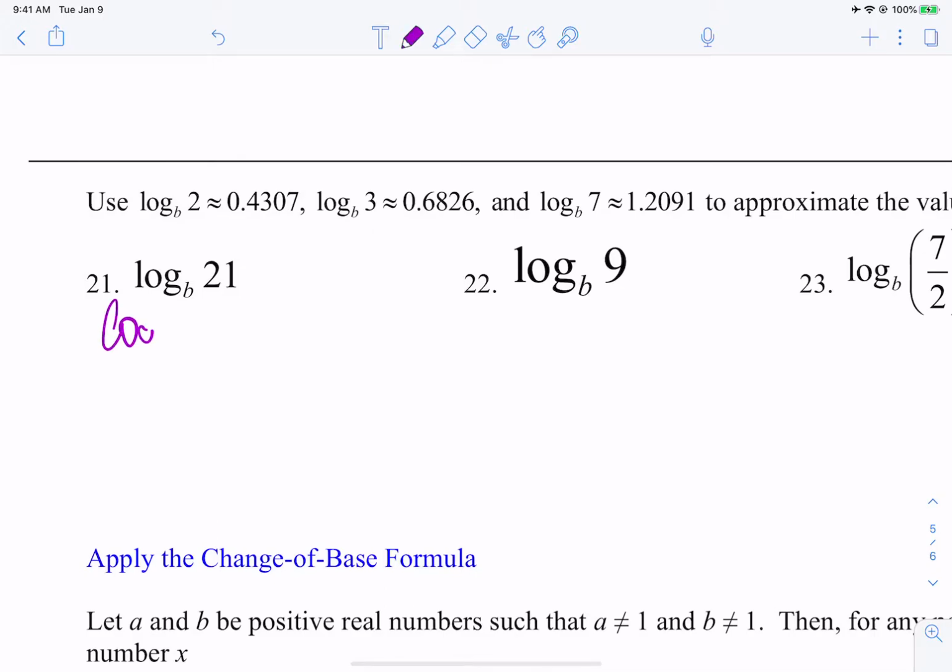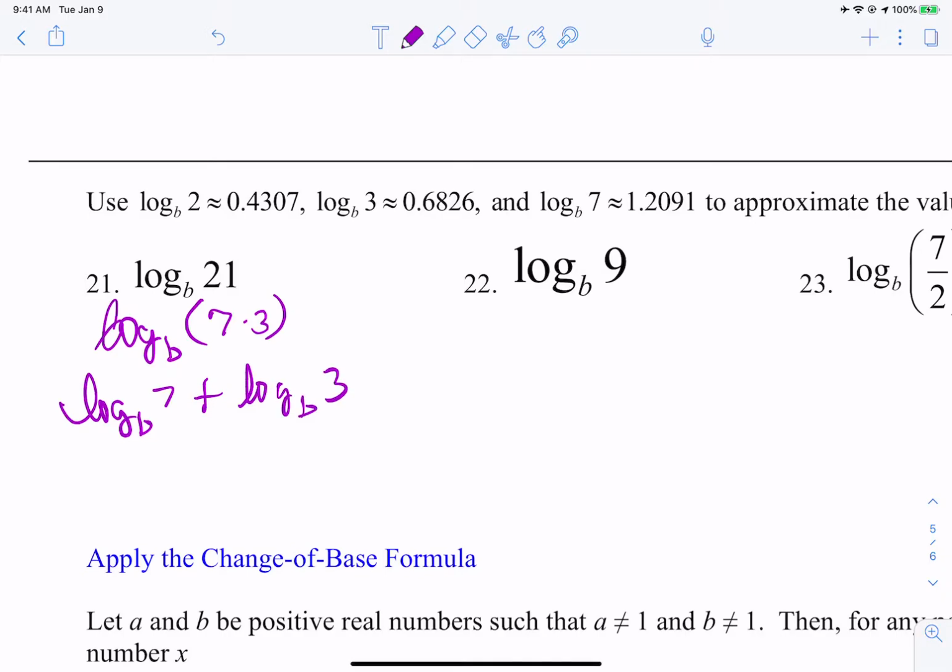So let's think about the log base b of 21. Well, 21 is 7 times 3. Because we know some rules about the product, we can split that apart. That is the same as the log base b of 7 plus the log base b of 3. So we know what those things are individually, so we can add them together. So this is going to be 1.2091 plus 0.6826. You just add them up, and I'll tell you what it is.